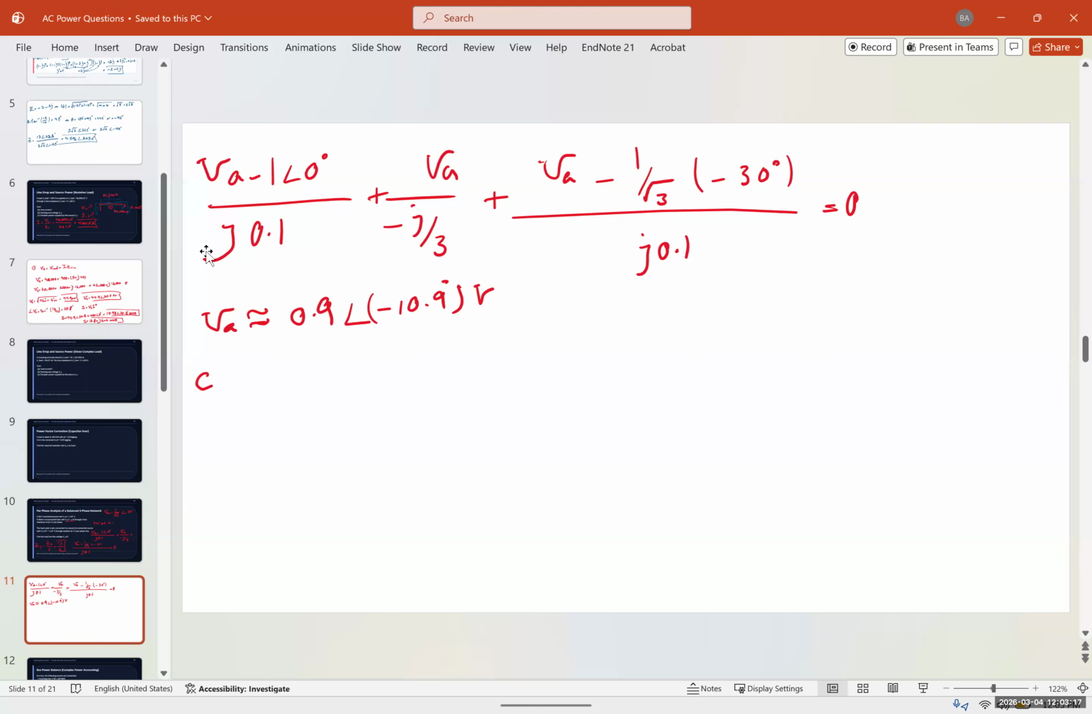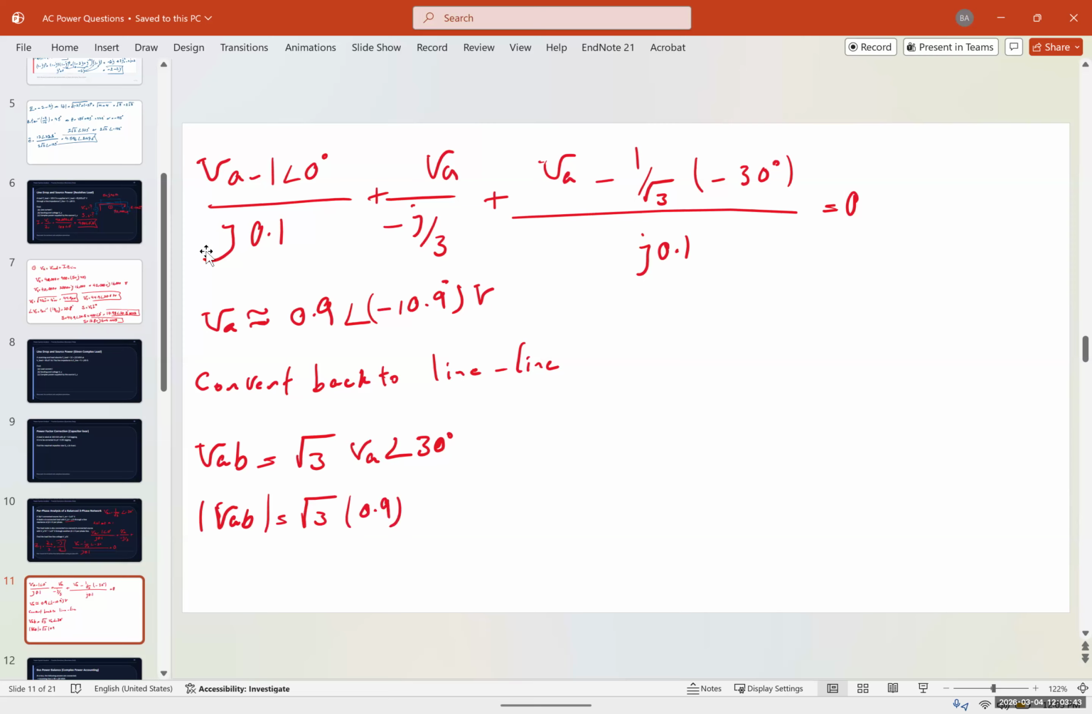Now we will convert back to line voltage. So VAB is going to be equal to square root of 3 VA with a degree of 30 degrees, and VAB is going to be equal to square root of 3 times 0.9, which gives us 1.56, and the degree of VAB is going to be equal to negative 10.9 degrees plus 30 degrees, which gives us 19.1 degrees.